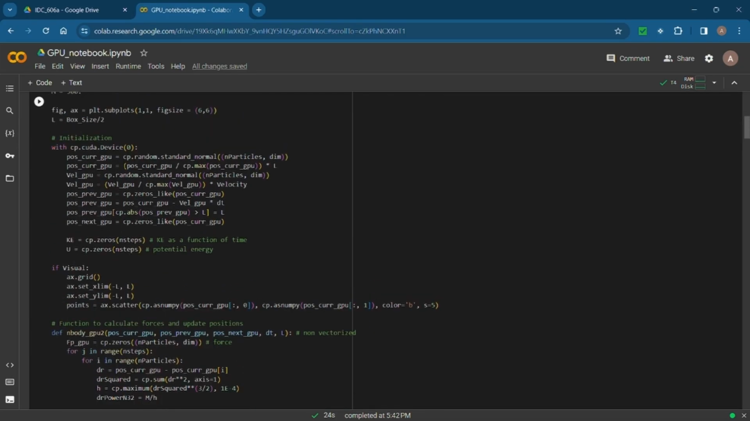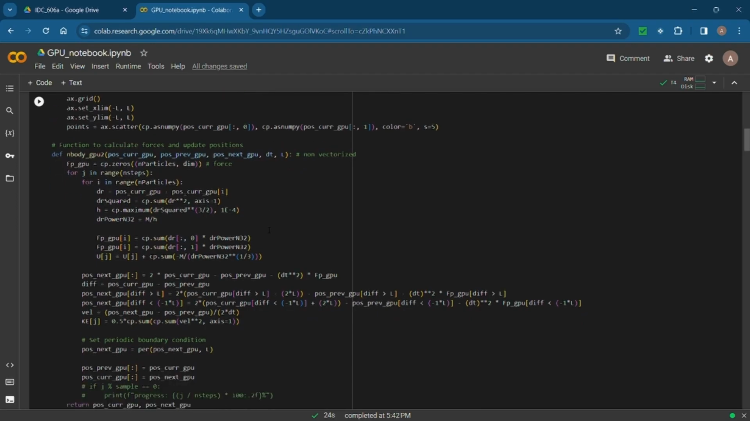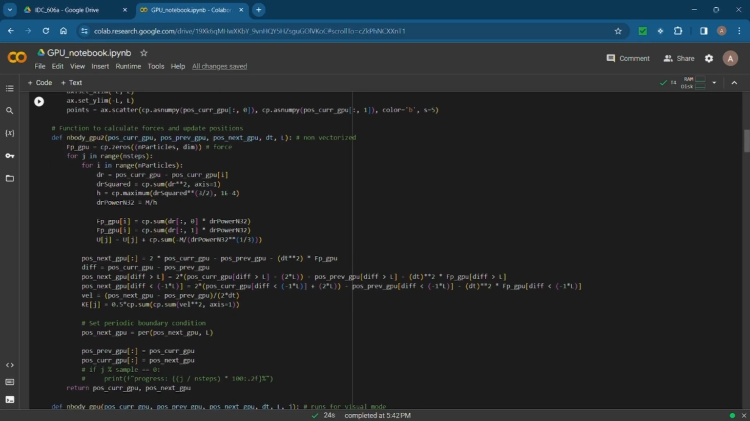So here we are initializing all the arrays in the CUDA device. So these variables are getting initialized on the GPU memory itself. So this is the main function that will compute the forces and update the position using the Verlet algorithm of MD.